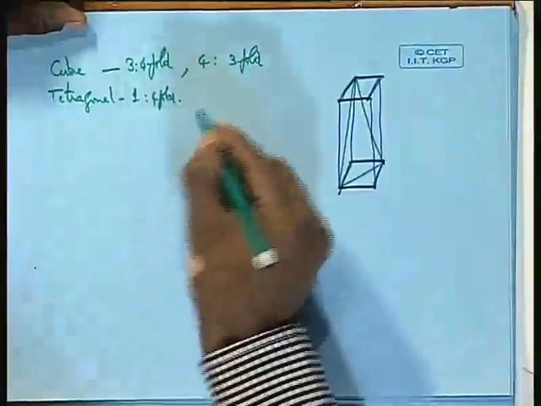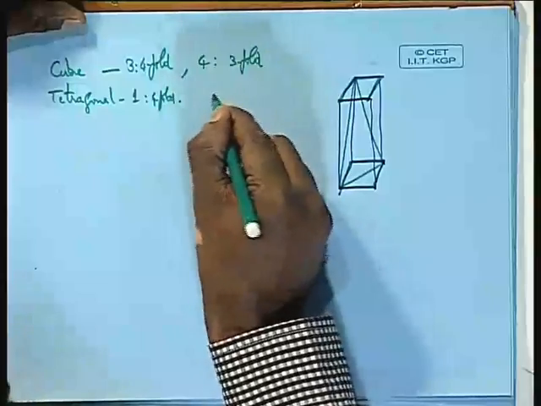All other directions, 1 0 0 and 0 1 0, will not have a 4-fold symmetry. And what would be the symmetry of 1 0 0 in a tetragonal? It will only have a 2-fold symmetry. It will not have a 4-fold symmetry. So you have only one 4-fold axis and zero 3-fold axes.